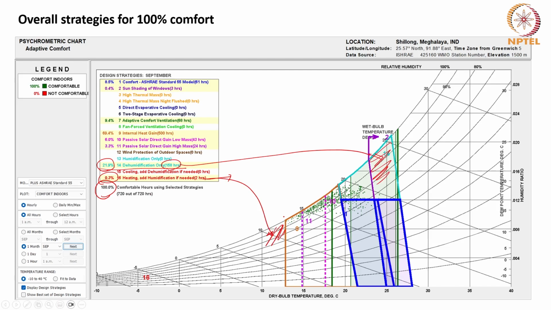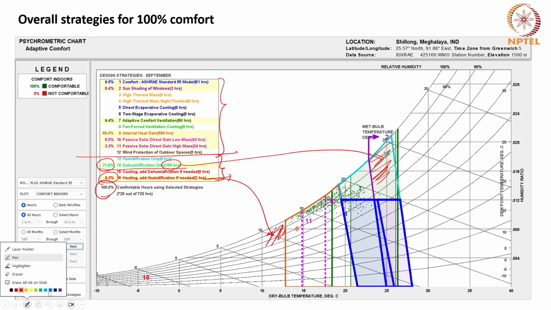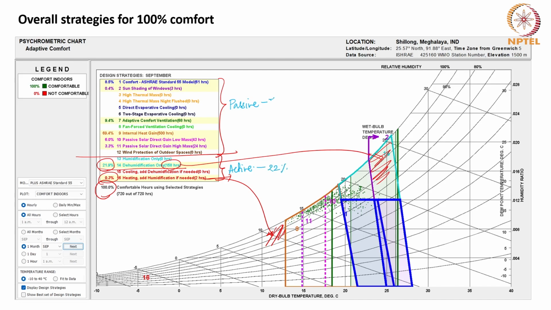So by adapting these two strategies, which is passive and active, accounting for say 22% and 78% of the month of September, we can make the indoors comfortable.